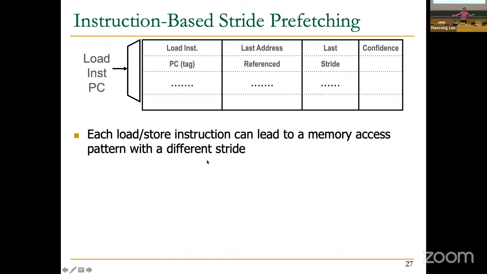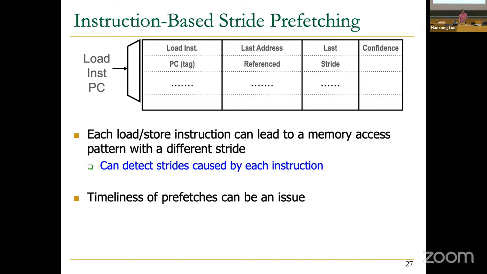And this actually is quite reasonable to do. You can see that the hardware needed here is: you need to keep track of the program counter, the last address reference, and the last stride. And then some confidence bits saying, did the stride change? You can keep track of that also clearly. So this way you can detect strides caused by each instruction. It cannot detect some things that are detected by the next one that I'm going to talk about.